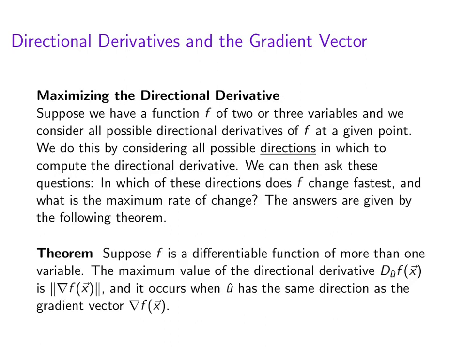So the theorem says that if we have a differentiable function of more than one variable, then the maximum value of the directional derivative is simply the magnitude of the gradient vector, and the direction in which this occurs is when that unit vector has the same direction as the gradient vector.